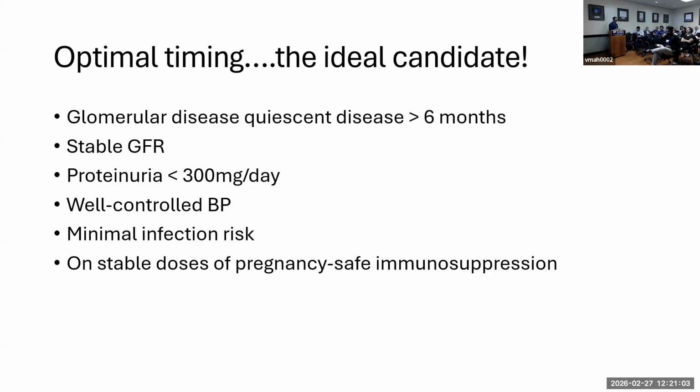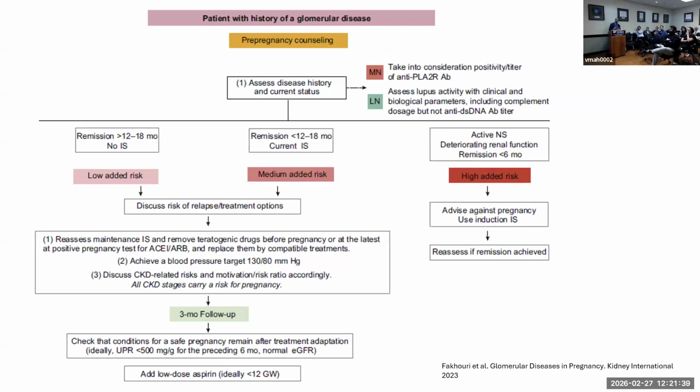So what about optimal timing? The patients who are the ideal candidates for pregnancy: you want the glomerular disease to be stable for at least 6 months. Stable GFR. You want proteinuria less than 300 milligrams per day, well-controlled blood pressure, minimal infection risk, and stable doses of pregnancy-safe immunosuppression. This is basically extrapolated from data on SLE and IgA nephropathy, which are the conditions with the most robust pregnancy data.